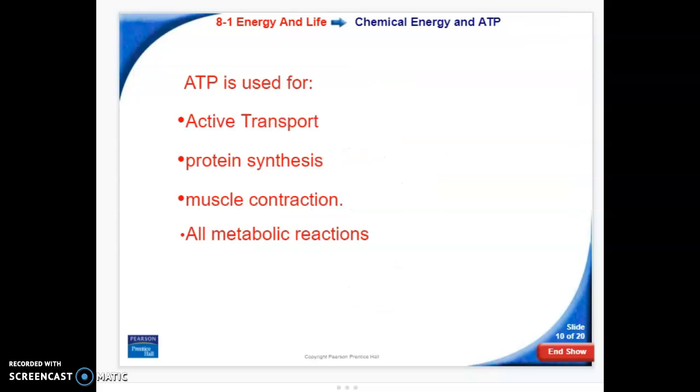Now, we talked about energy, so what do you need energy for? ATP is used for the active transport that we talked about last chapter. Things have to move in and out of your cells from low concentration to high concentration. The active transport that requires energy uses ATP. You also need energy to produce proteins, and we know proteins are one of the most essential parts of your body, so you have to have ATP to produce them. Any exercise, especially vigorous exercise, requires ATP.